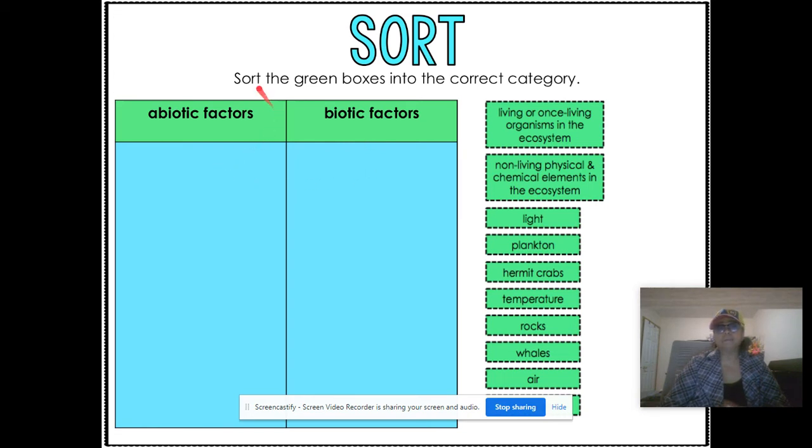So I hope you can still remember our abiotic factors. We used a mnemonic or a memory guide last time: SAWS. S for sunlight, A for air, W for water, and S for soil. So try and see what fits into these columns here.